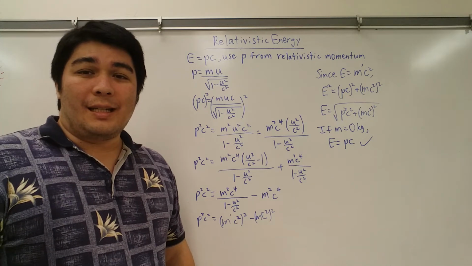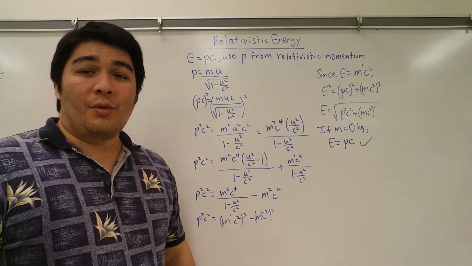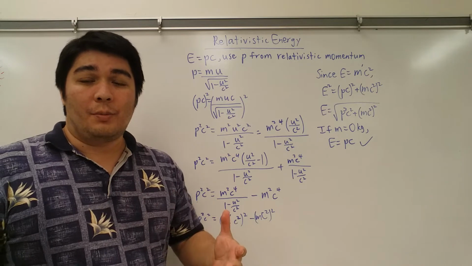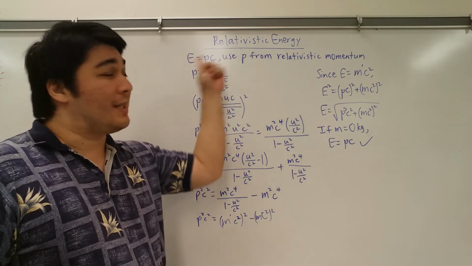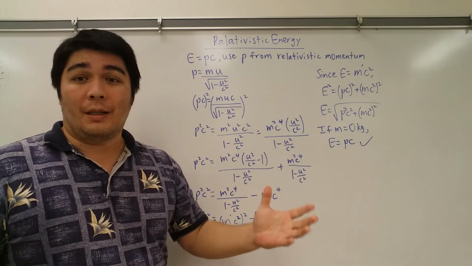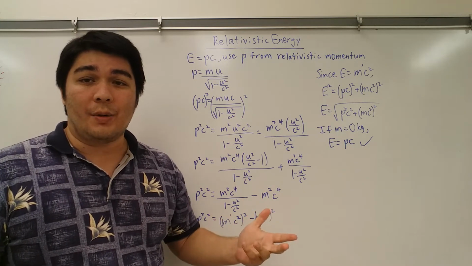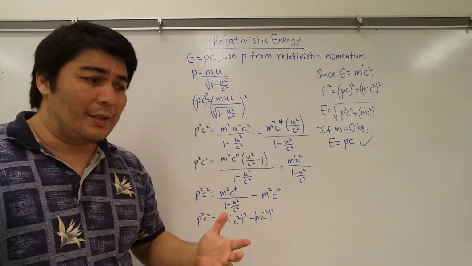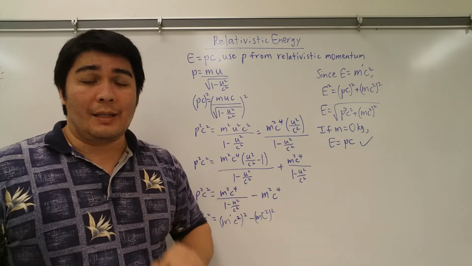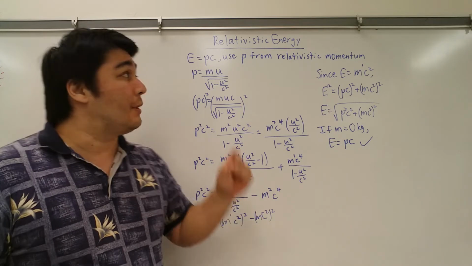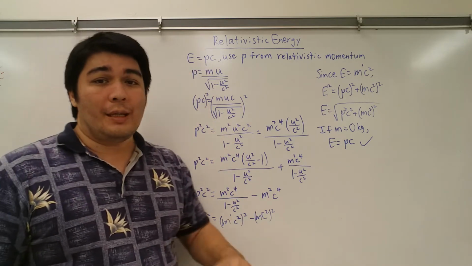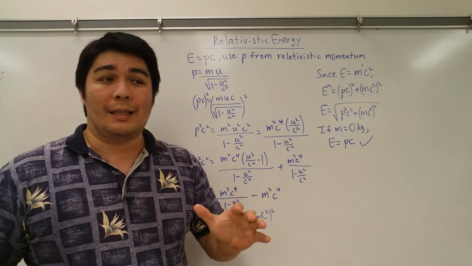Good afternoon, class. In today's video, what I wanted to do is go over how to get the general result for energy in our series of relativistic energy videos. In the last few videos, we've done E equals mc squared, we've done relativistic momentum, and in the last video, we talked about E equals momentum times the speed of light, which is E equals pc. So in this case, I want to get the general result.